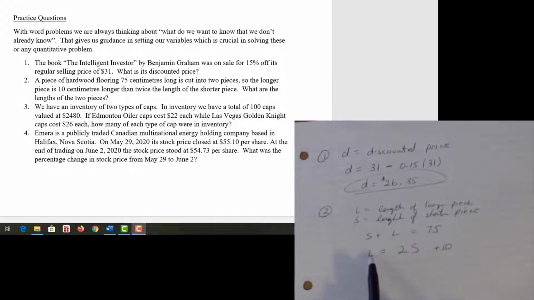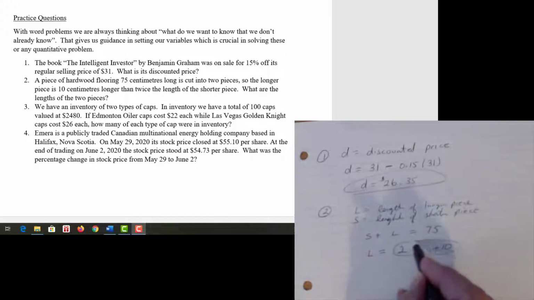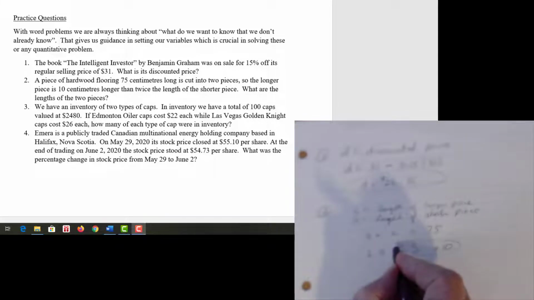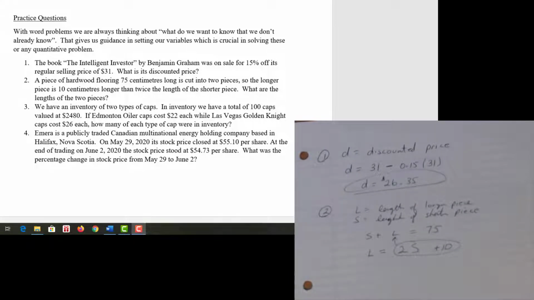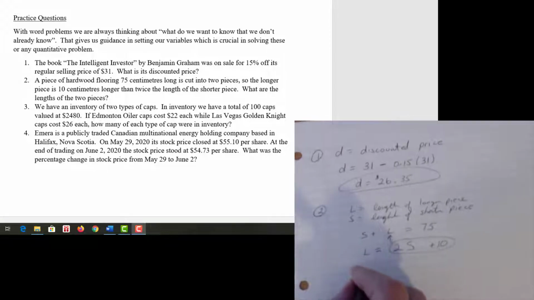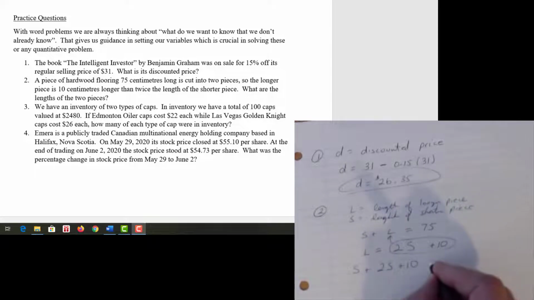So the L, which equals 2S plus 10, is the same as the L in the first equation. So I can substitute the L, which is 2S plus 10, into the first equation. And now I will reduce it to one equation and one unknown, which I know I can solve. So I get S plus 2S plus 10, and that equals 275.